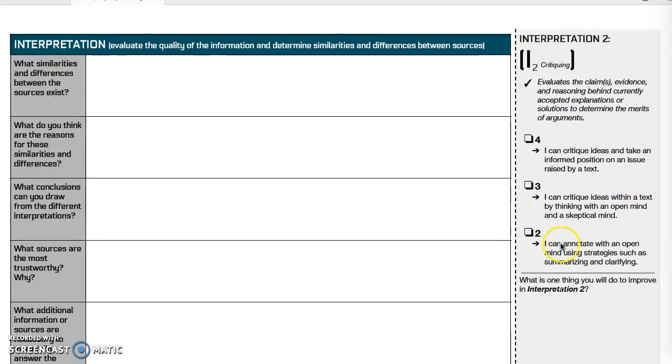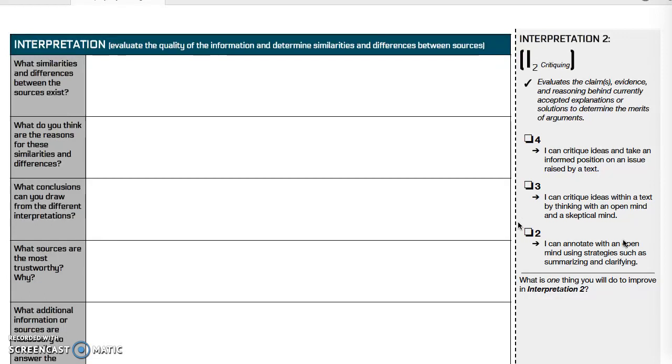So on grade level, you should be able to critique ideas within a text by thinking with an open mind and a skeptical mind. To critique something is to judge it. So on grade level, you should be able to judge a source. You should first look at that source as a piece of evidence that is reliable, but at the same time think of it as unreliable and look for evidence that would help you find whether it is reliable or not.